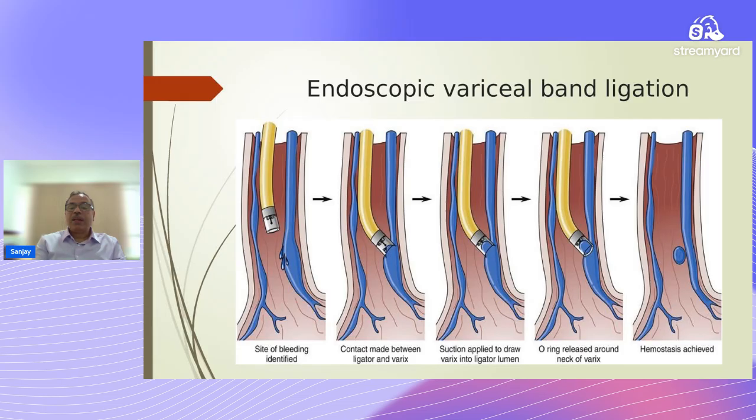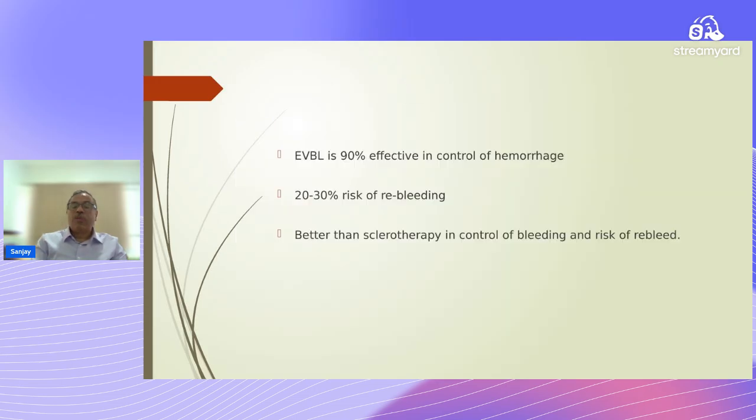Endoscopic variceal band ligation, EVBL, is another thing which should be done in such cases. As shown in this diagram, the site of bleeding is identified and contact is made between the ligator and the varix, and then suction is applied to draw the varix into the ligator lumen, and then the band is released. So this would achieve hemostasis. EVBL is one of the important ways of controlling bleeding due to esophageal varices.